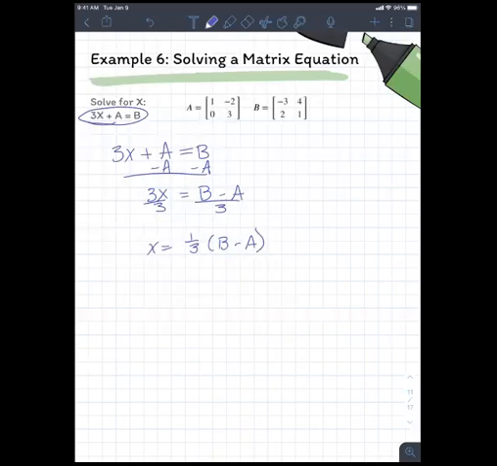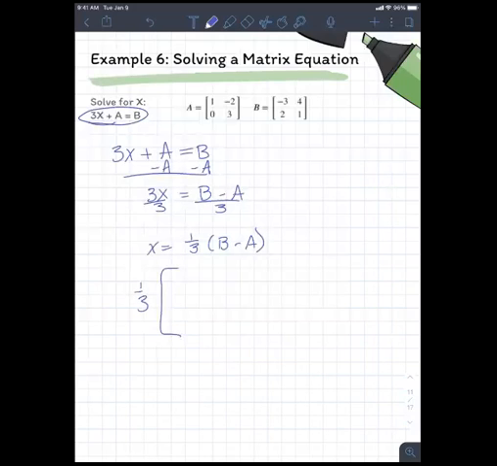Give me a green for yes if you want me to finish the question, red for no if you feel like you could get it from there. We have almost a majority. All right, I think I got a majority of yes. So I'll continue over the question. So we're going to do B minus A first, and then we'll multiply it by 1/3.